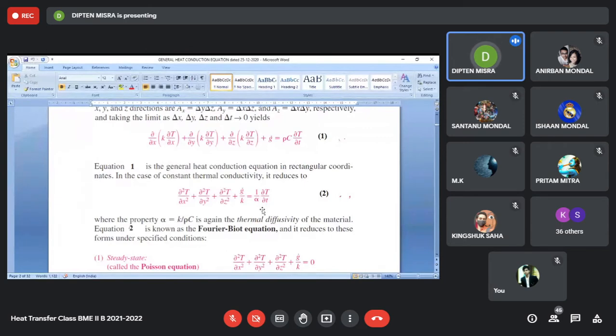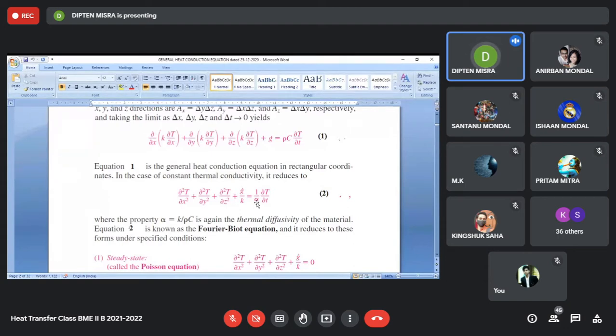And once we have a value of X, Y, Z, time, then the corresponding value of T can be obtained, provided we know the values of G dot, K and alpha, where G dot is the volumetric heat generation term given in watt per meter cube, K is the thermal conductivity of the material, and alpha is the thermal diffusivity of the material. Because the moment we change the material, the temperature distribution will change. So the temperature also depends on G dot, K and alpha.